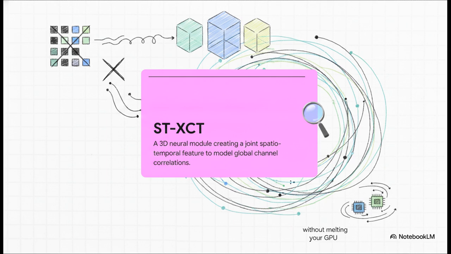Remember how earlier token-based vision transformers chopped images into little squares and instantly bogged down computational power? Well, STXCT is a 3D-based neural module that takes flat 2D features and seamlessly combines them into a joint spatiotemporal feature. It models global correlations across the entire channel with linear complexity. Basically, it sees the whole picture across time, and it does it without melting your GPU.